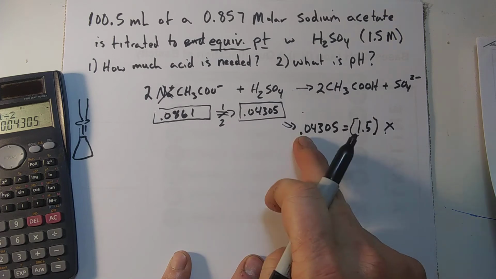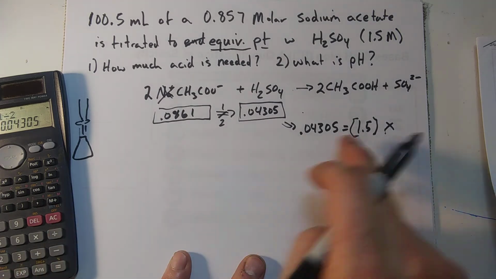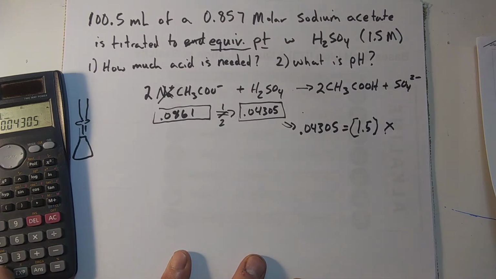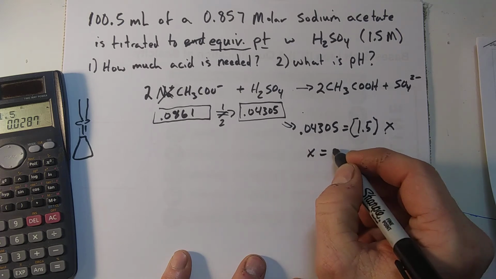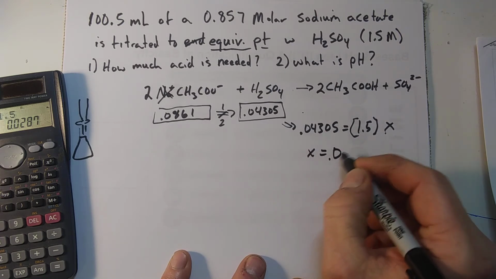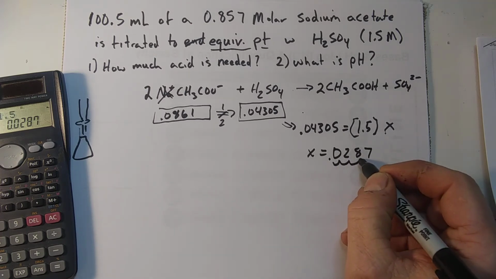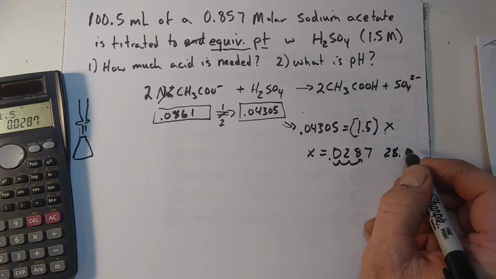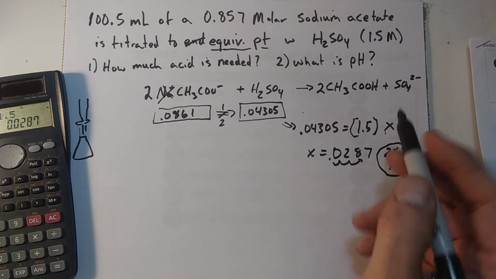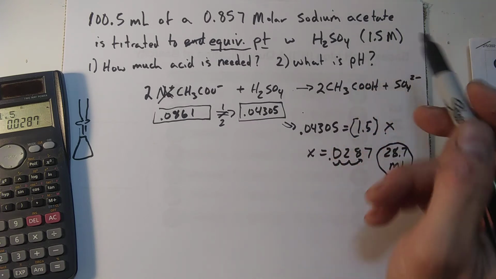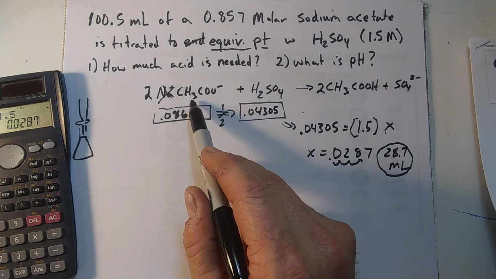So I'm going to divide the 0.04305 by the 1.5 molar, or 1.5, and that gives me X is equal to 0.0287. I move the decimal place over 3 places, and that would be 28.7 mils. So we just solved the first problem. I need, to get to equivalence point, 28.7 mils of the sulfuric acid to completely neutralize the weak base.